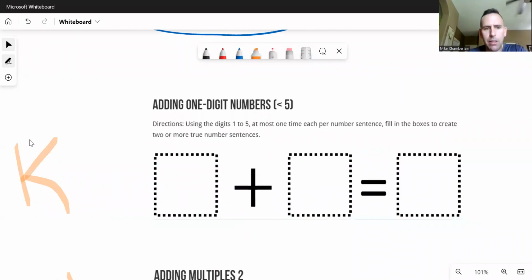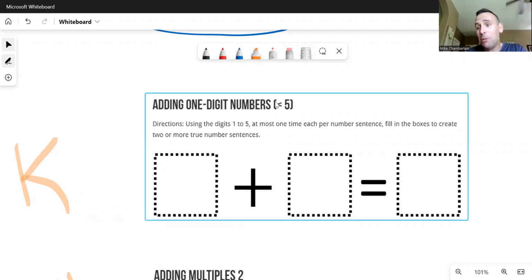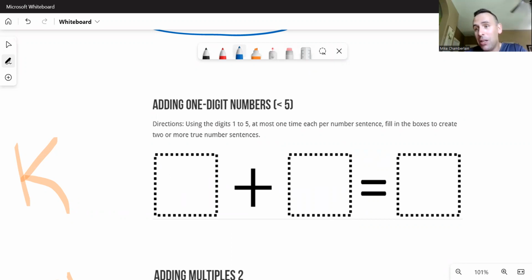This first one, I have a K there because the claim is it's a kindergarten task. Let me be transparent and just tell you that sometimes the kindergarten and first grade tasks really challenge me as well. So the directions here say using the digits 1 to 5. So we're thinking about the use of 1, 2, 3, 4, and 5, at most one time each, you can't repeat. Fill in the boxes to create 2 or more true number sentences.